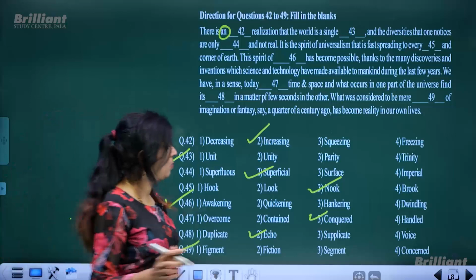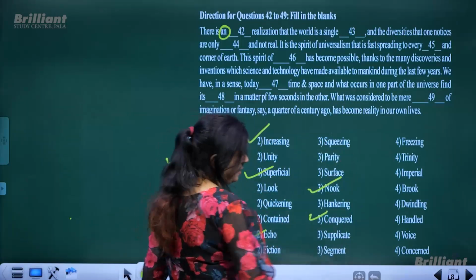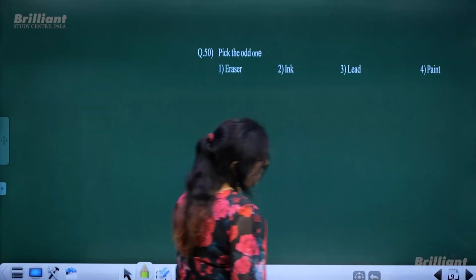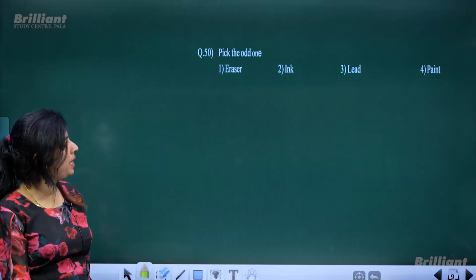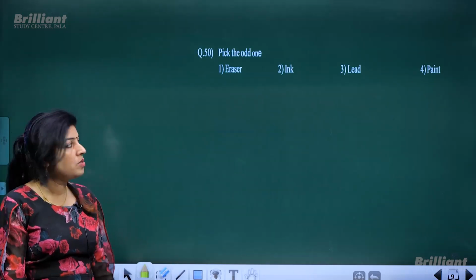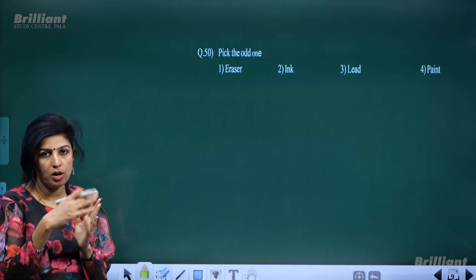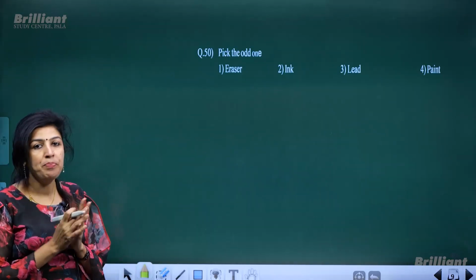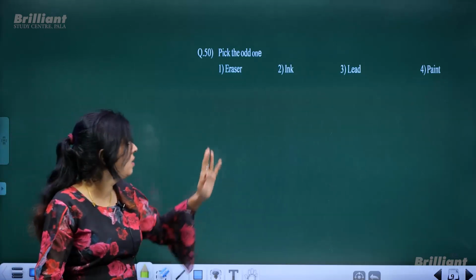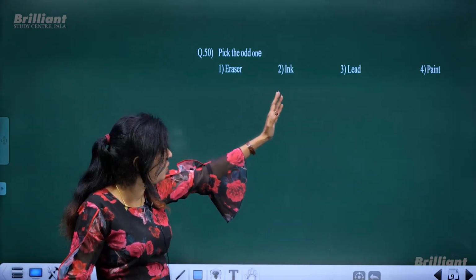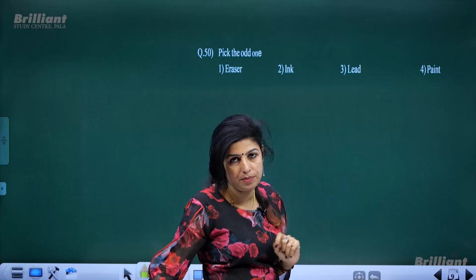Okay. Now that's how we have completed this passage based question, and now we have the last question on the board, and that is pick the odd one out. So out of these options, one word does not match with the rest. The odd man out should be thrown away from the list. What is that? We have eraser, we have ink, we have lead, we have paint.